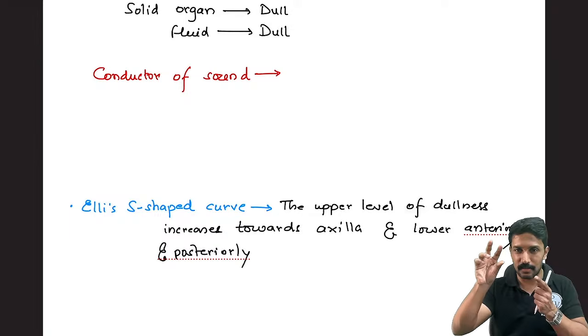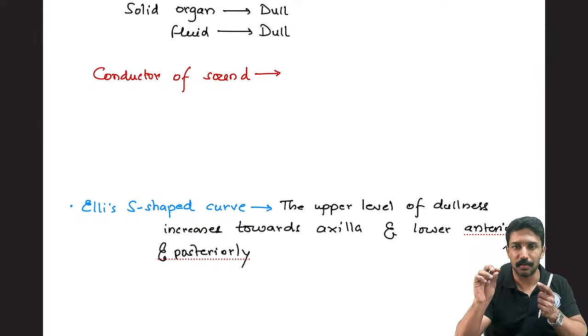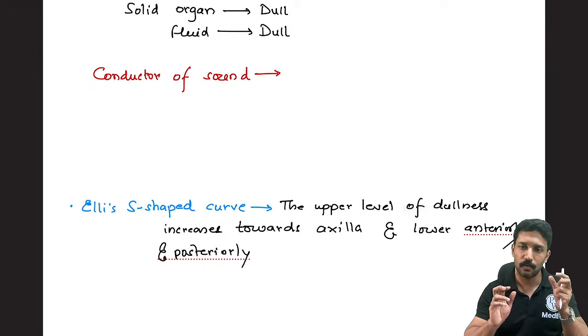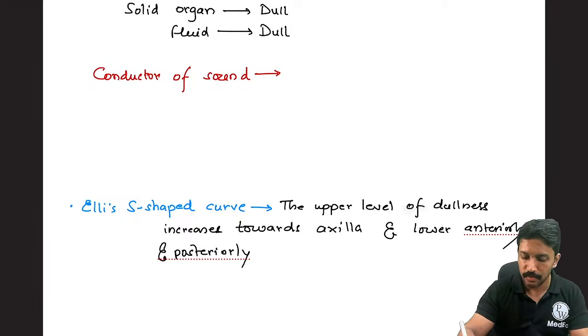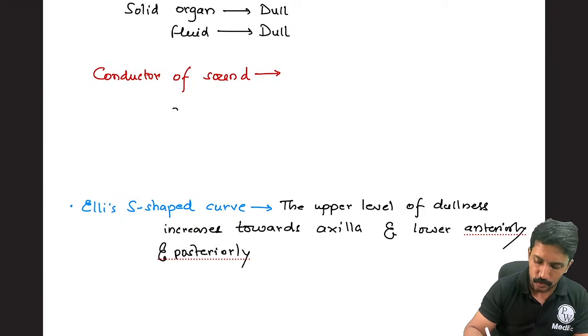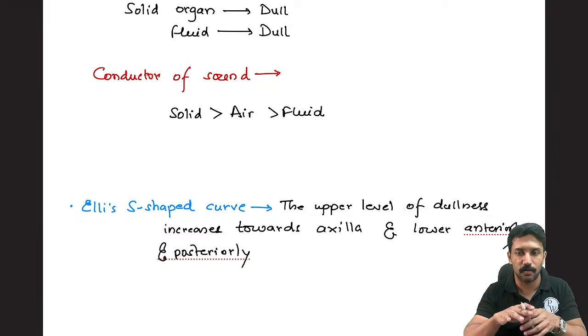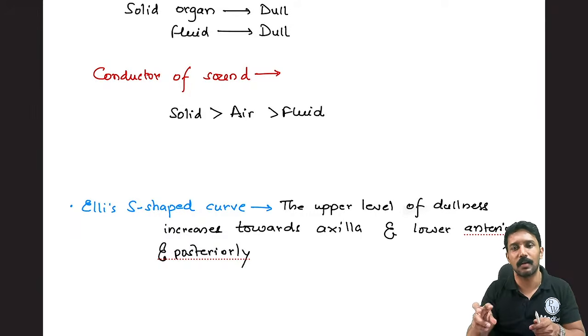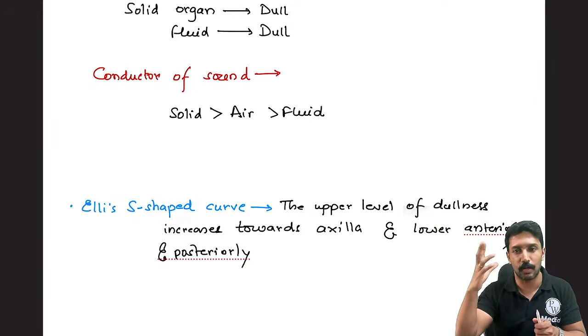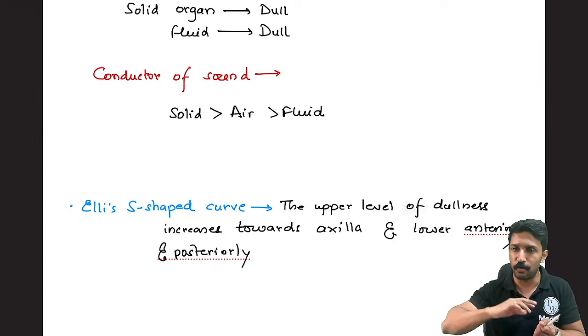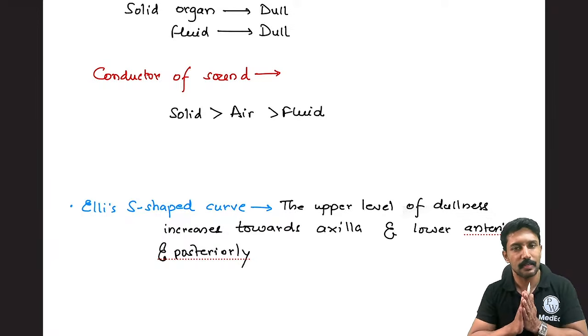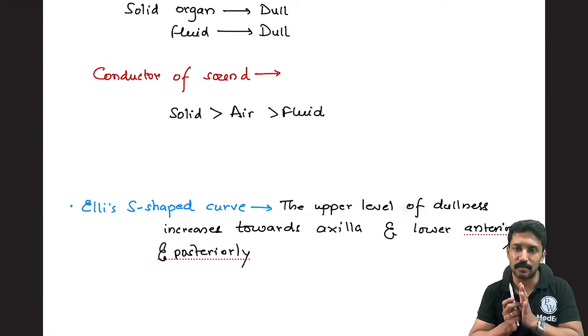So the less the density of the air, the less is the conduction of the sound. Air is less dense, solid is more dense. So in terms of conduction of sound, solid is the best conductor, followed by air, and fluid is the worst conductor of sound. You might have noticed that when you are swimming and you are underwater, even if you shout as much as you want, the person outside cannot hear because water is not a good conductor of sound. Solid is the best, air is the next best.